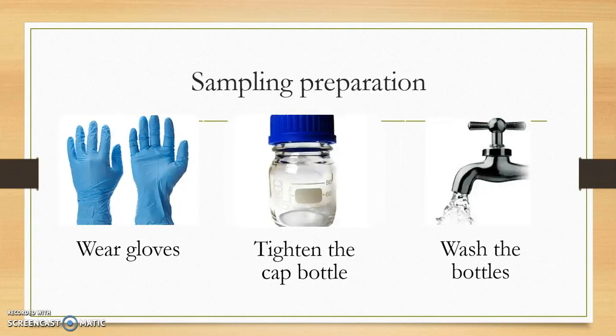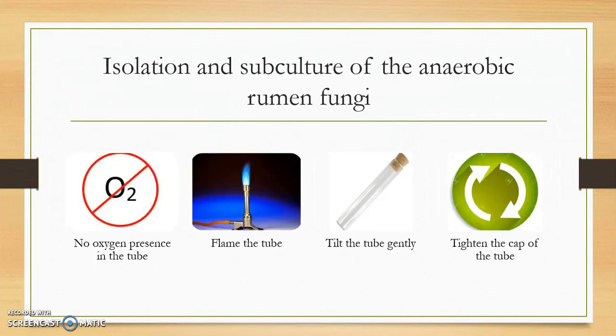For the precaution steps, first is during the sampling preparations. First, we need to wear gloves to protect our hands. For example, if we have a cut, we do not want infection to occur. Second, tighten the bottle caps. After taking the sample, we need to cap the bottles, and next we need to wash the bottles to prevent any contamination of the sample.